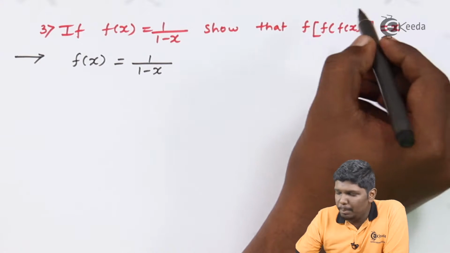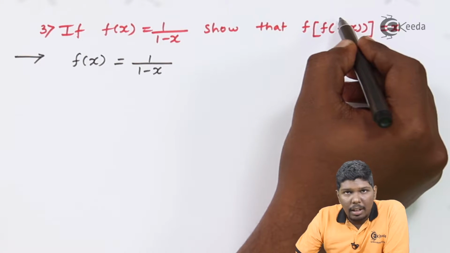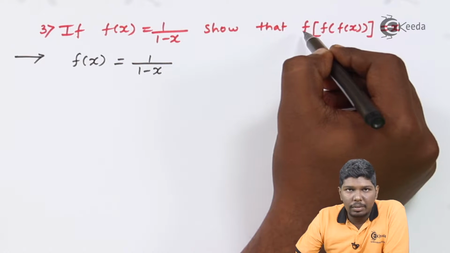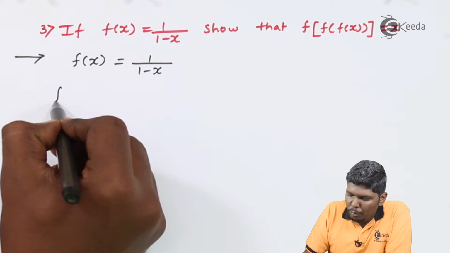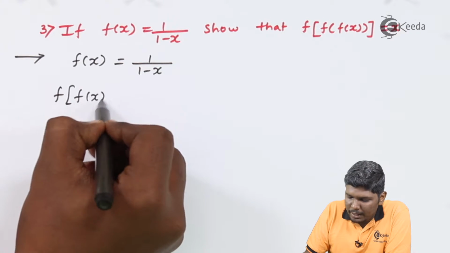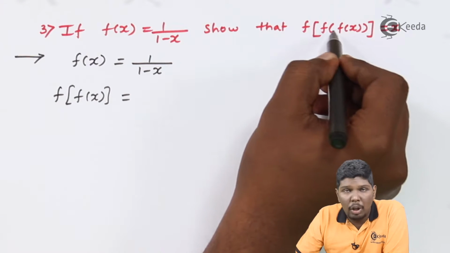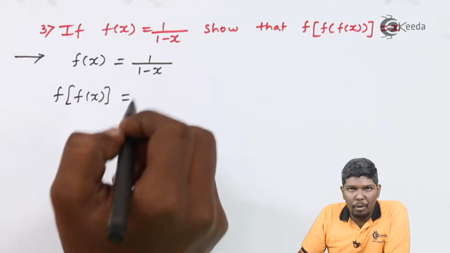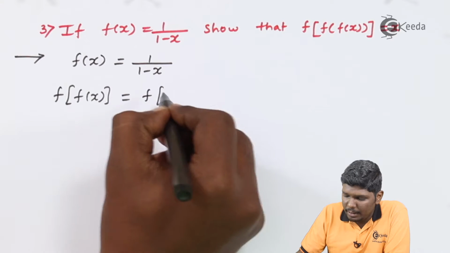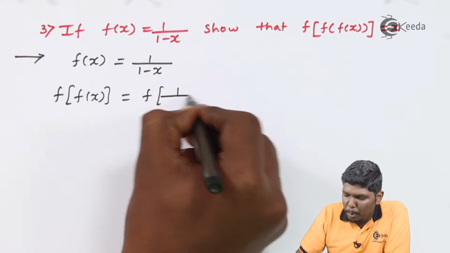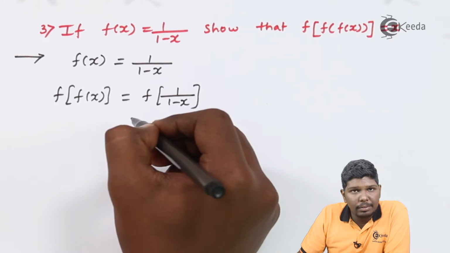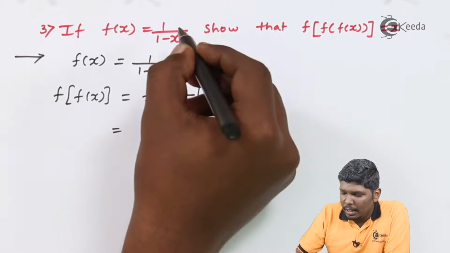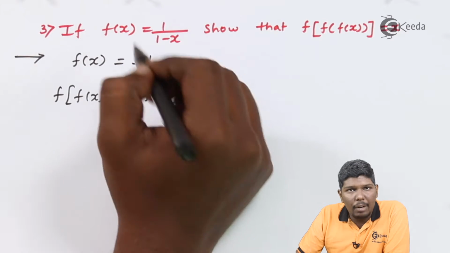So we'll go step by step. We have f(x), then we'll find f(f(x)), and then we'll find the third function. All three we cannot find in one step, so we'll go for f(f(x)). So f as it is, what is f(x)? 1 upon 1 minus x. Now similarly we'll substitute 1 upon 1 minus x in terms of x for the function f(x).